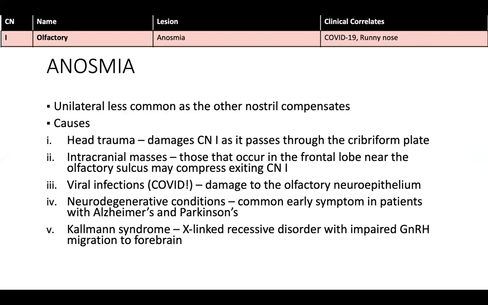Okay, so anosmia, so loss of smell. Think of COVID-19, runny nose, head trauma, masses near the cribriform plate, other degenerative conditions like Alzheimer's and Parkinson's can lead to it. And remember Kallmann syndrome, which is that X-linked recessive disorder with the impaired GnRH migration to the forebrain. It can cause lack of smell.